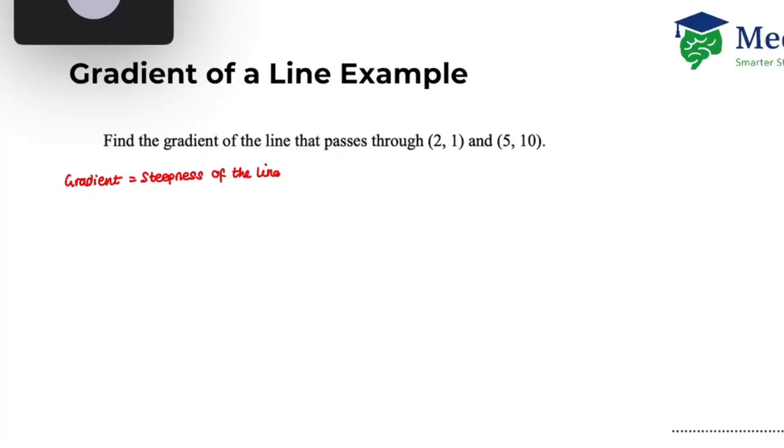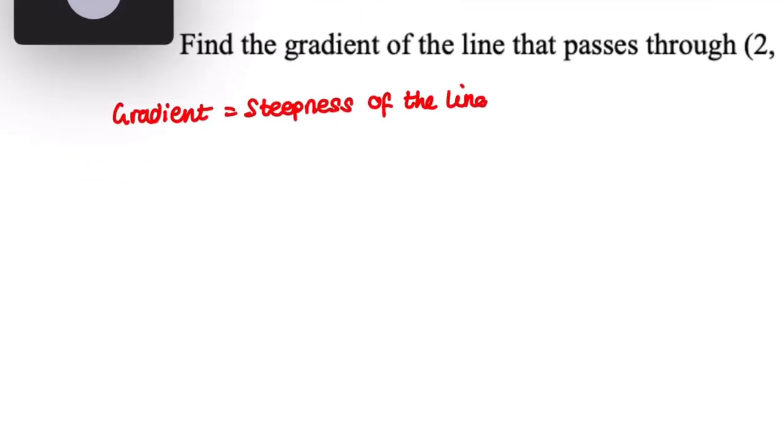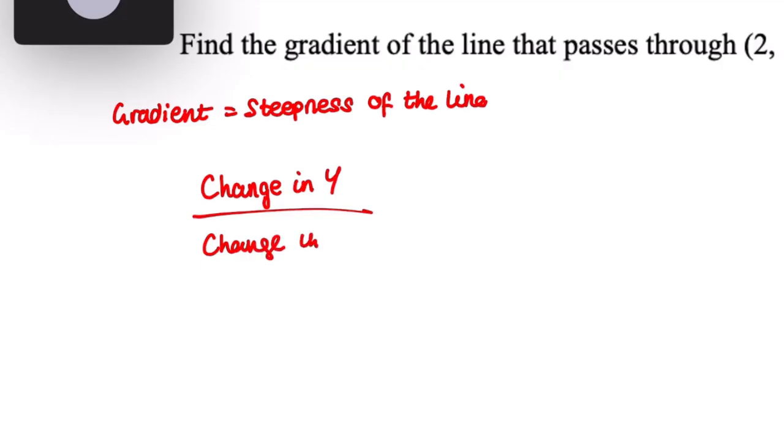And we're going to solve this in the exact same way that we worked out the midpoints. There's a simple technique that you can use to work out the gradient. To work out the gradient, all you have to do is use this formula: change in y divided by change in x. That's the formula you would use to work out the gradient.